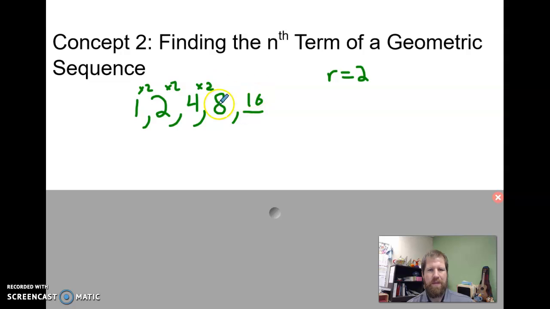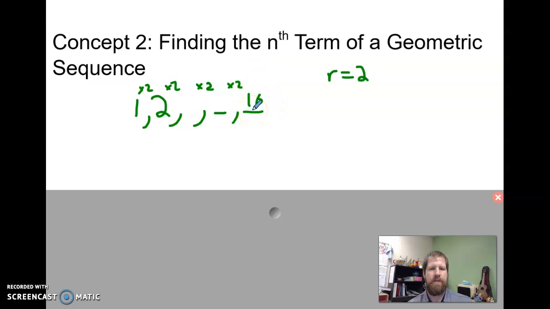Easy. But if 8 was missing, and I still wanted to figure out what this term was, I could basically take 4, multiply it by 2, and then multiply that by 2. 4 times 2 times 2 would give me my 16. I can skip those middle ones. Same thing, if I didn't have 4, I could take 2 times 2 times 2 times 2 to get my 16.